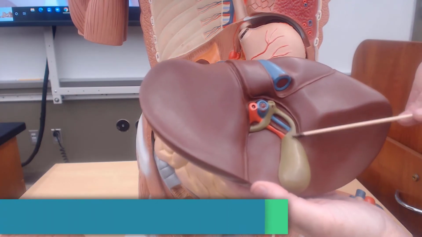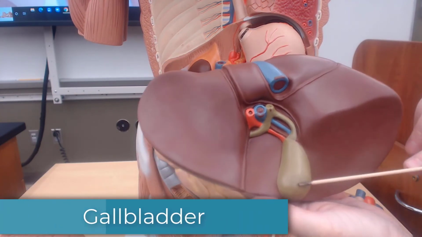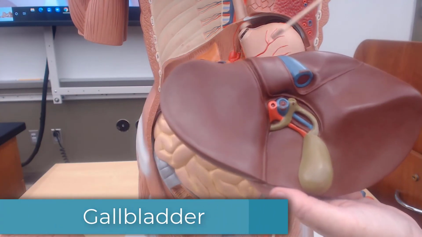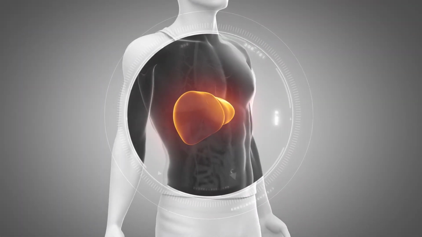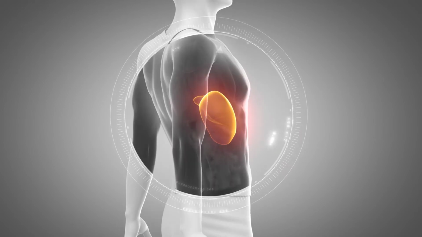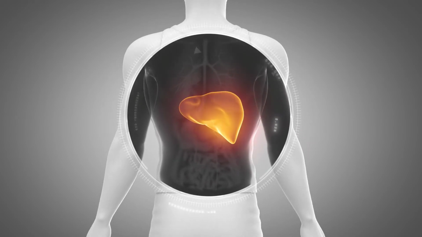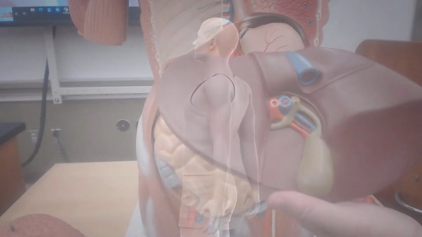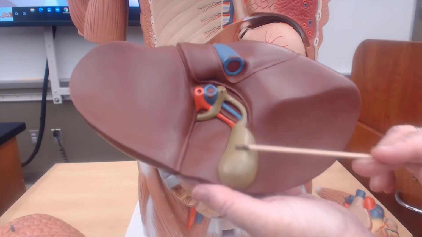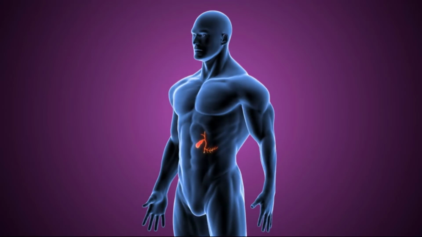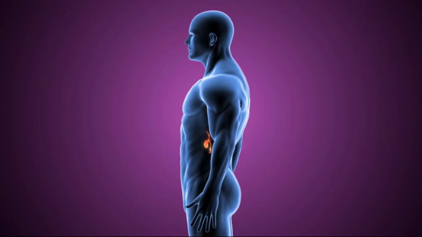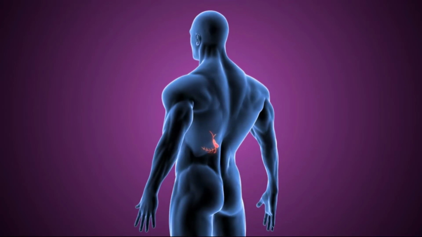In green, this is the gallbladder. Now, the main thing the liver does is create bile. And that bile is ultimately going to go to the duodenum, which is the first portion of the small intestine. What the gallbladder does is take the bile that's made in the liver and store it and concentrate it.